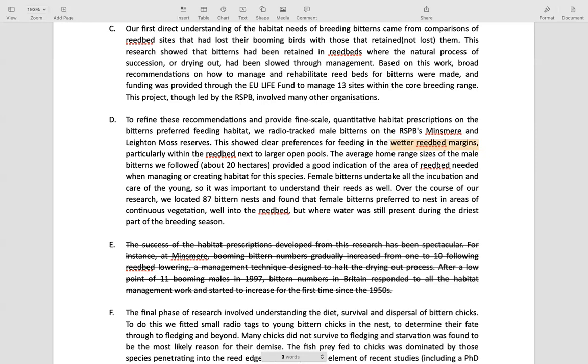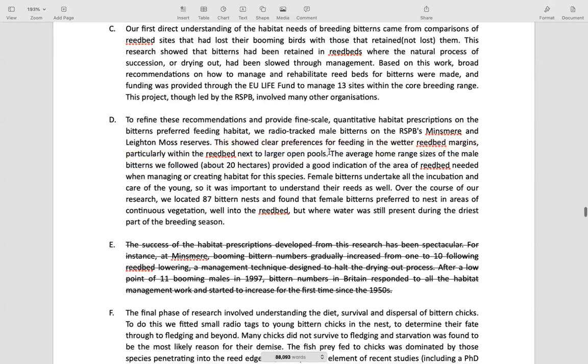The average home range size of the male fighters we followed was about 20 hectares, providing a good indicator of the area of reedbeds needed when managing and creating habitats for this species. So now they figured out another thing: the average home range size. Now they are doing research and finding out many things. The first thing they found out was, I think, they preferred wet places, right? Large open pools.